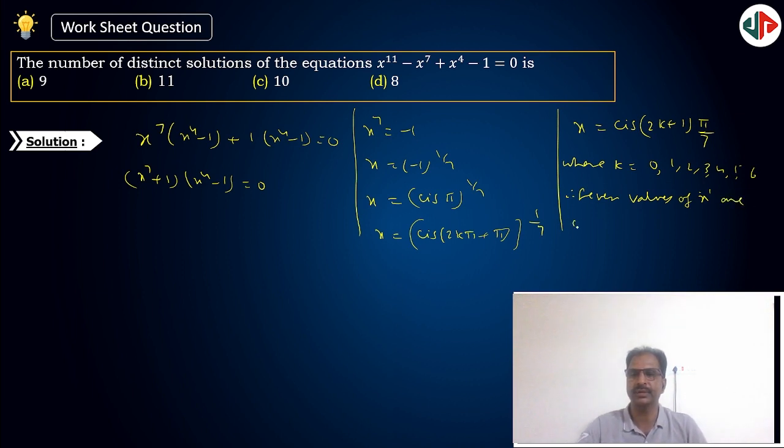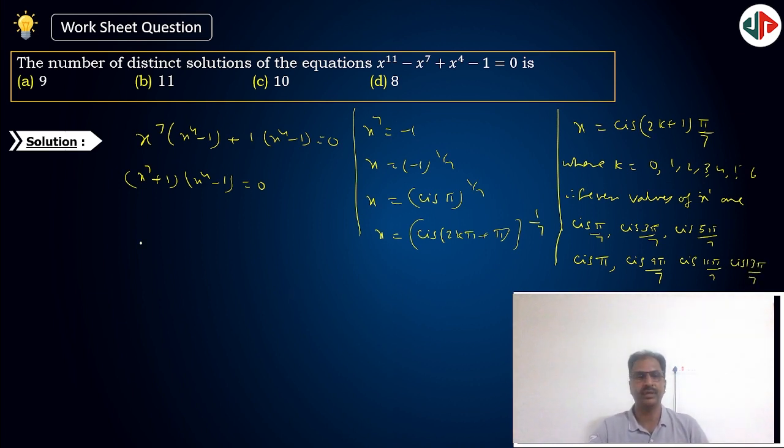Put k is equal to 0, you get cis pi by 7. Put k is equal to 1, 3 pi by 7. Put k is equal to 2, 5 pi by 7. Next, 7 pi by 7 means pi. Next, 9 pi by 7, 11 pi by 7, and lastly 13 pi by 7. These are the 7 values in the first case.